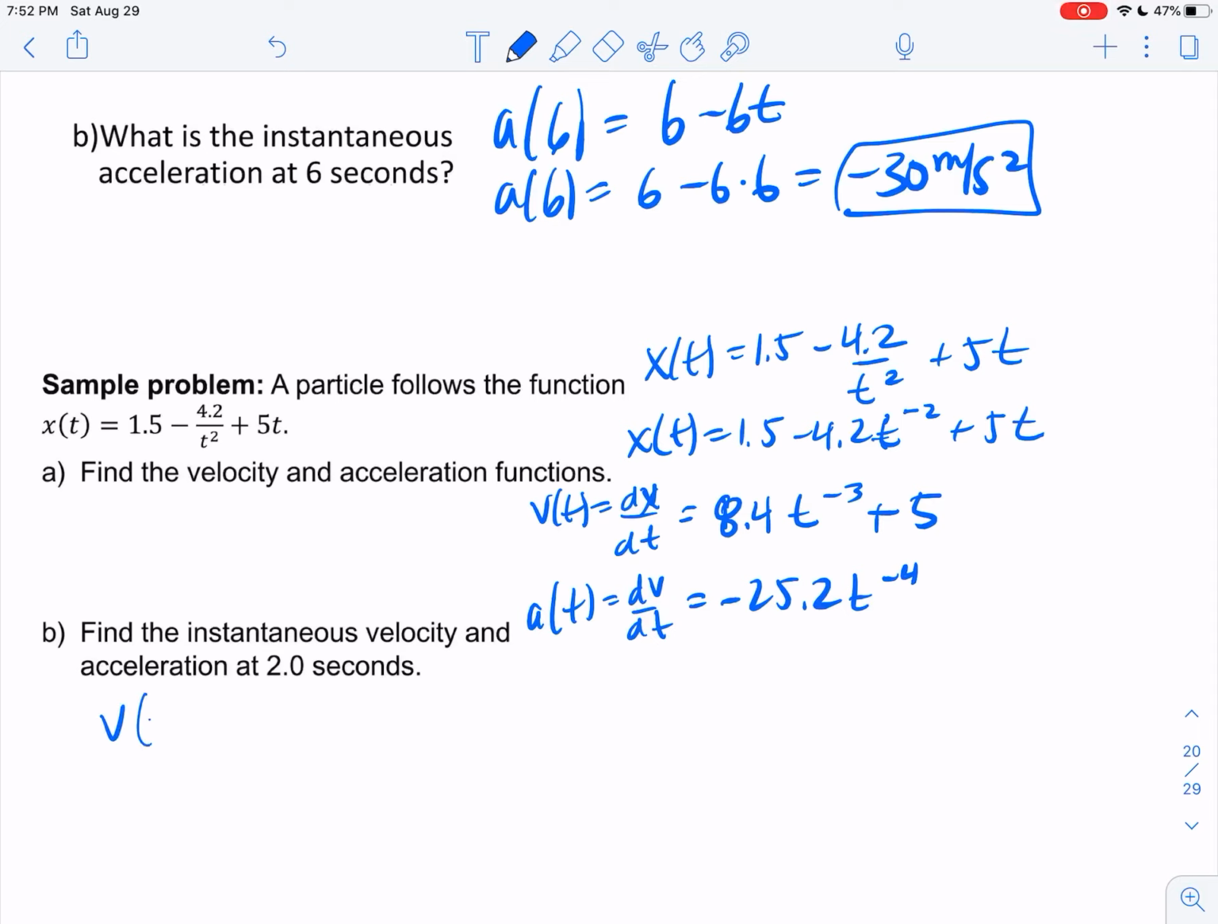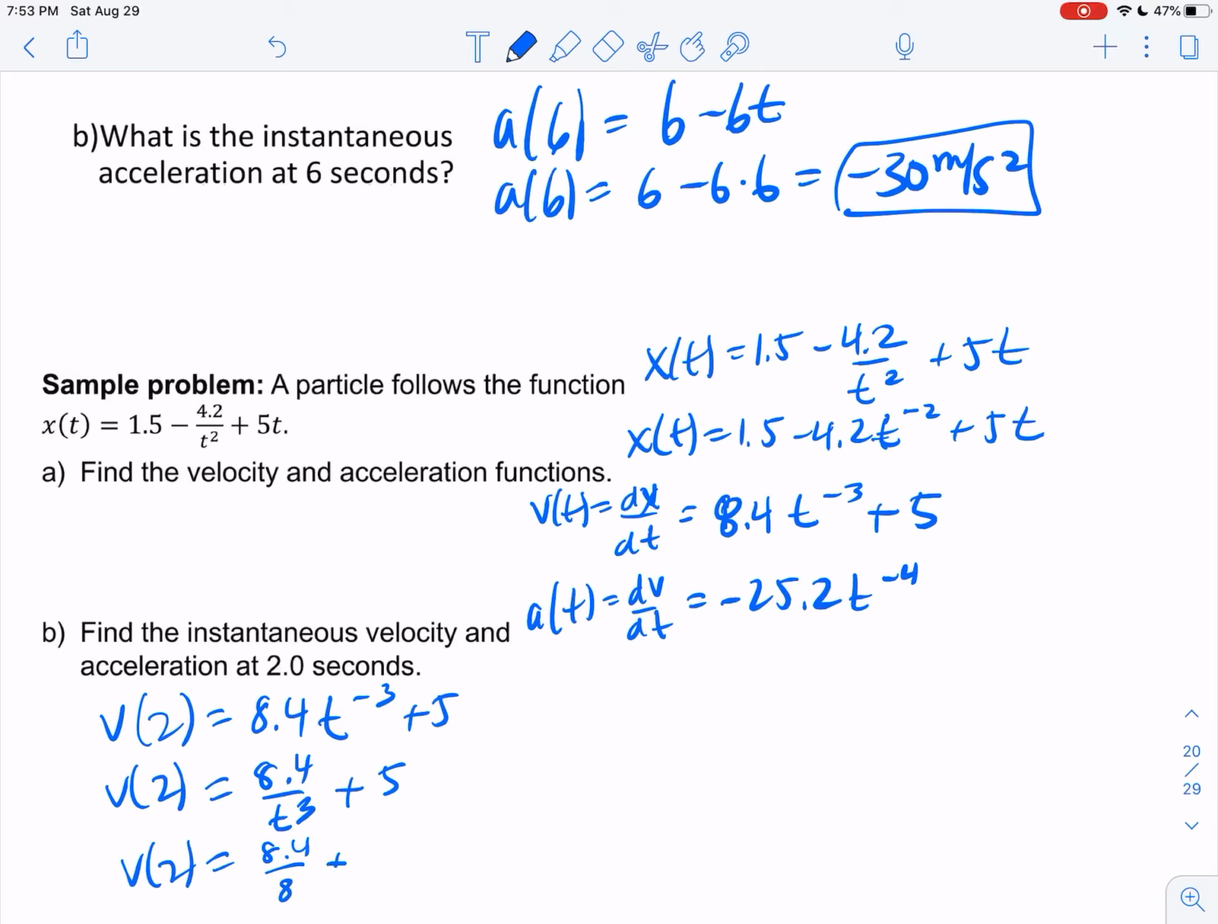All right, and then for the instantaneous velocity, all I have to do is plug it in correctly, not like I did the first time. So that's 8.4 over t cubed, so that's 8.4 over 8 plus 5. And then that's going to come out to be 8.4 divided by 8, 1.05 plus 5, so 6.05, probably meters per second.